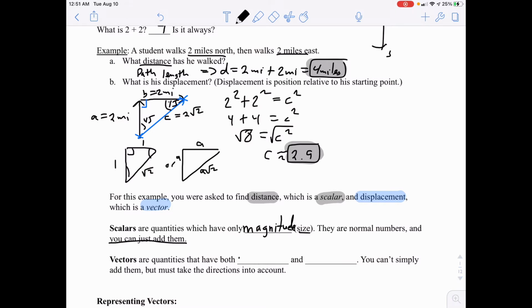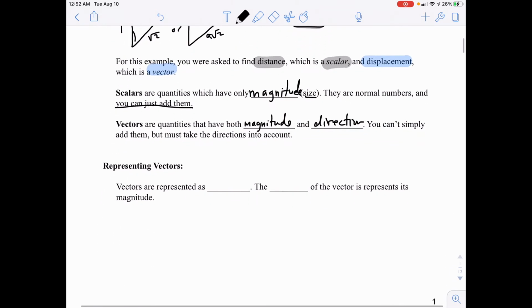Vectors, on the other hand, have both magnitude, but they also have direction as well. You can't simply just add them. You have to take the directions into account. So vectors are represented as arrows, and the length of the arrow, the length of the vector, is representative of its magnitude. So if something has let's say a fast velocity or a large force, those are examples of vectors, then you would draw them with long arrows.